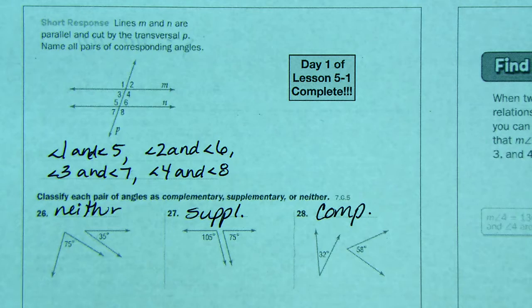All right, that's all for this half of the lesson. We are going to talk more about those interior, exterior, alternate interior, and all those other angles on the next lesson, on the second half of lesson 1, chapter 5.